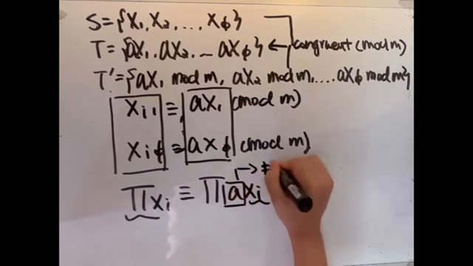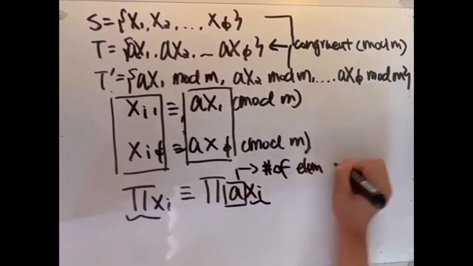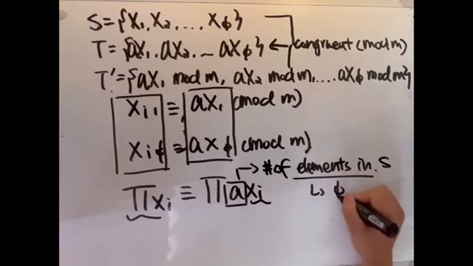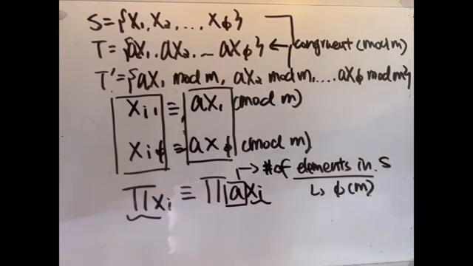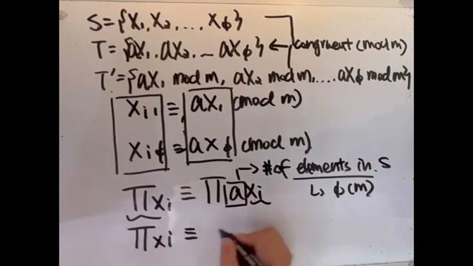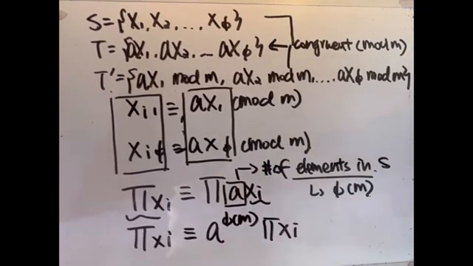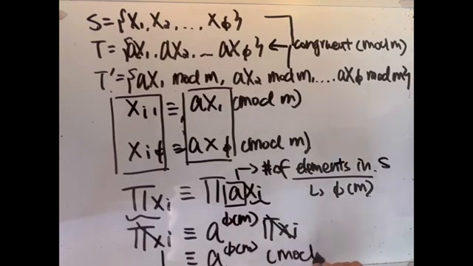The number of A's equals the number of elements in set T, which equals the number of elements in set S. What's that number? Yes, that's exactly phi m, since set S is defined as all the integers coprime to m between 1 and m. So the product of x1 up to x5 equals a to the power of phi m times the product of x1 up to x5. We can cancel the product of all the x's from x1 to x5 since it is coprime to m and thus satisfies the condition for cancellation in modular arithmetic. Wow, here we go. The only thing left is a to the power phi m equals 1 mod m.